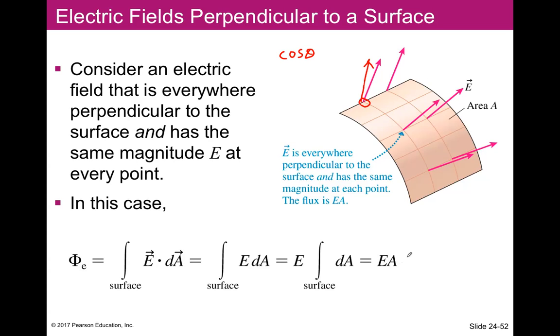Okay, so we're getting closer and closer to Gauss's law. So remember this conclusion: when your electric field is always perpendicular to the surface, and when the electric field is constant in magnitude, of course the direction might be different, but the magnitude is constant, then the electric flux integral simply becomes EA. E is the magnitude of the electric field. A is the surface area. This is a very important conclusion.